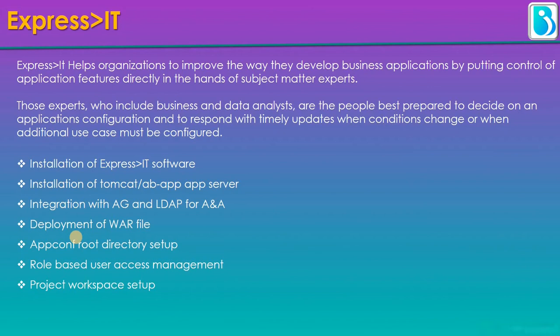Express>It. Express>It helps organizations to improve the way they develop business applications by putting the control of application features directly in the hands of subject matter experts. So Express>It is a browser-based tool from Ab Initio. It will help organizations to improve the way the business users develop their applications. Okay. So those developers may be the experts, which include business and data analysts, who are the people best prepared to decide on an application configuration and respond with timely updates when conditions change or when additional use cases must be configured.